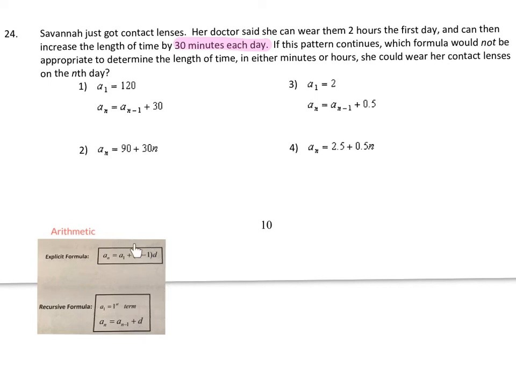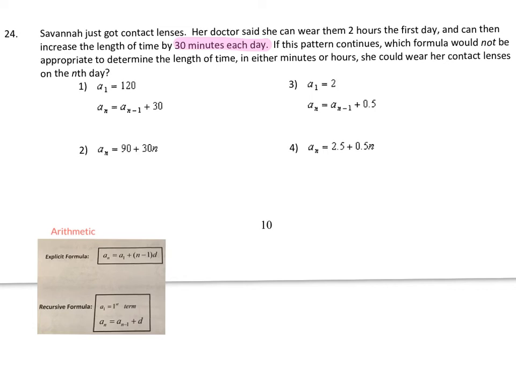Okay, so now if this pattern continues, which formula would not be appropriate to determine the length of time in either minutes or hours she could wear her contact lenses on the nth day? Okay, so we have to look at this in terms of minutes and hours, really. Now, if we look at choice 1 and choice 3, they're following the recursive formula. So I'm going to go through these one at a time.